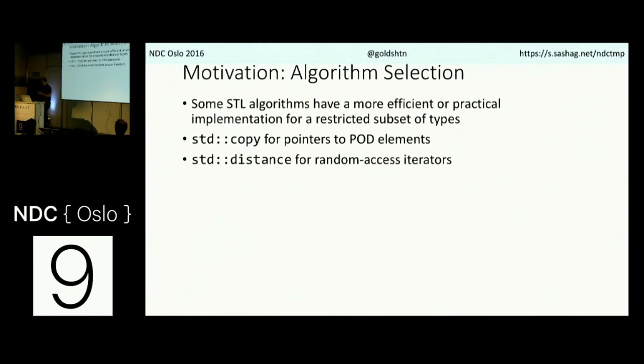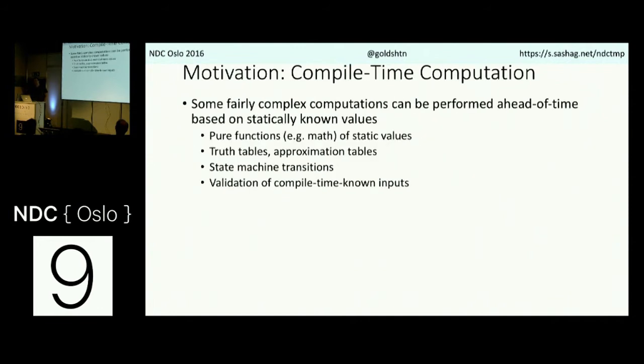And distance, as you know, finds the number of elements in a range between two iterators. So for certain iterators, such as random access iterators, it can be implemented in constant time, O(1), right? And for, say, forward-only iterators, you'd have to actually traverse the iterator, so you'd have an O(n), a linear time implementation. So that's another example of where figuring out some information about the type could help optimize an algorithm, select the right algorithm at compile time.